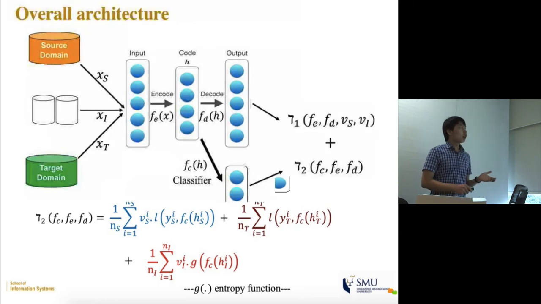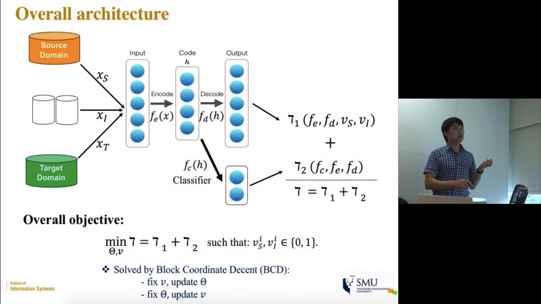So overall, this architecture will induce two different types of sub-loss. The first one is a reconstruction error, and the second one is a classification error. And the sum of these two loss functions will be the overall objective function that you want to minimize. And then the constraint is that the selection variable should be either 0 or 1 for instances from the source domain and intermediate domain, because you don't want to include all of those images from the source and the intermediate domain.